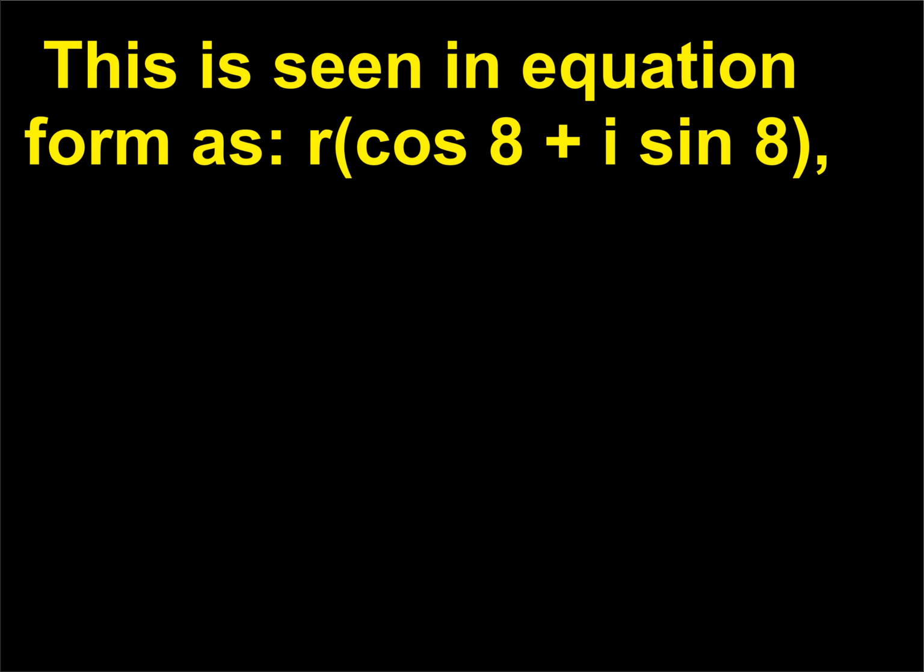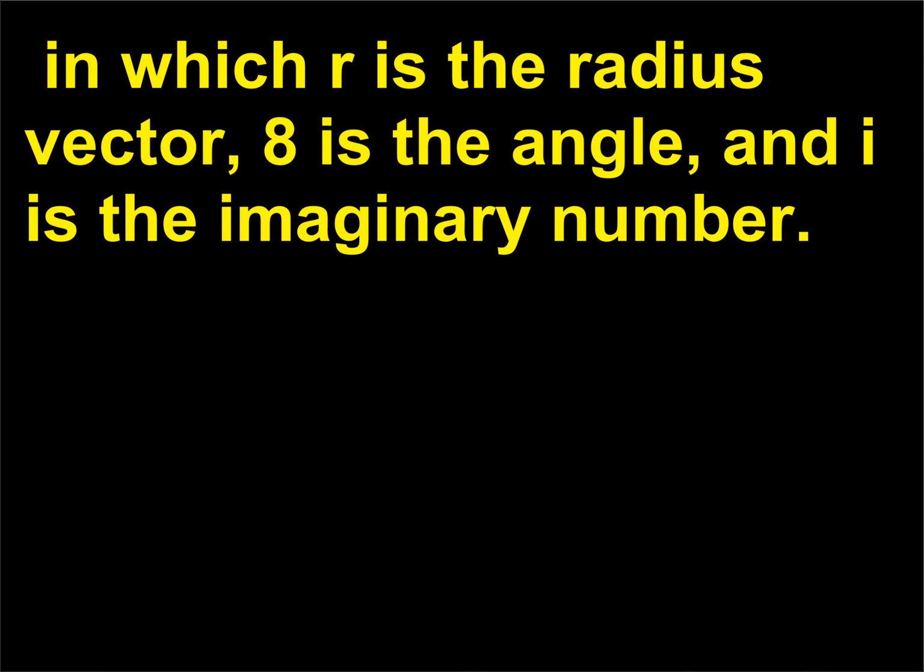This is seen in equation form as r (cos θ + i sin θ), in which r is the radius vector, θ is the angle, and i is the imaginary number. What is a set?